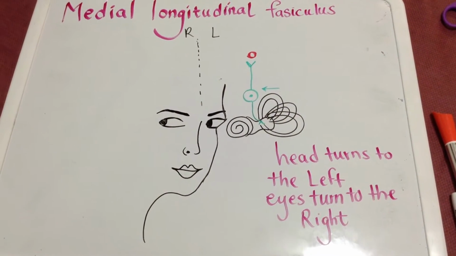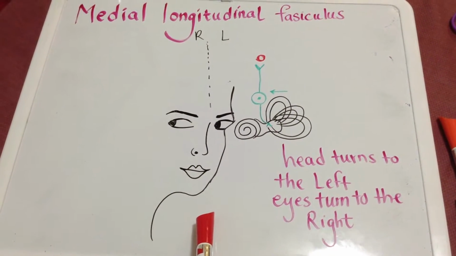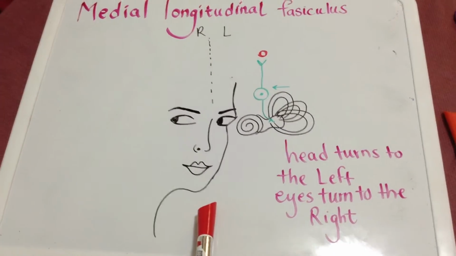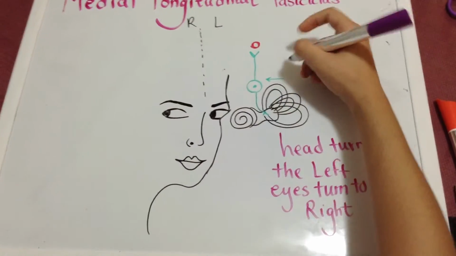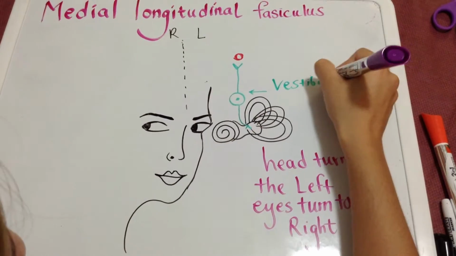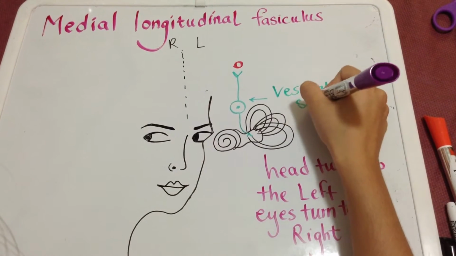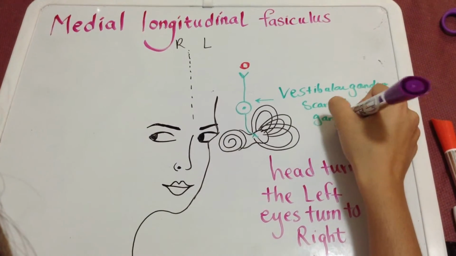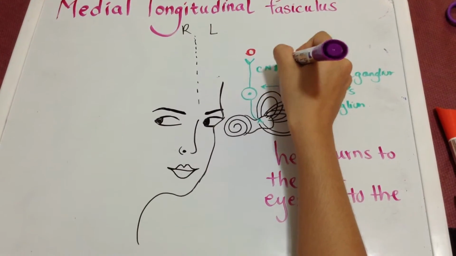Okay, so basically when you turn your head to the left, in this case, this is an anatomical position, on the left side, the utricle and the saccule become activated, and they send their signal to the cell bodies located in vestibular ganglion. Another name for vestibular ganglion is the Scarpa's ganglion. The signal is sent via cranial nerve 8, your vestibulocochlear nerve.